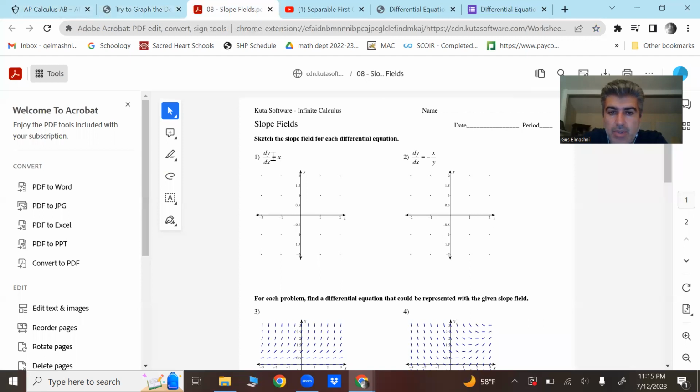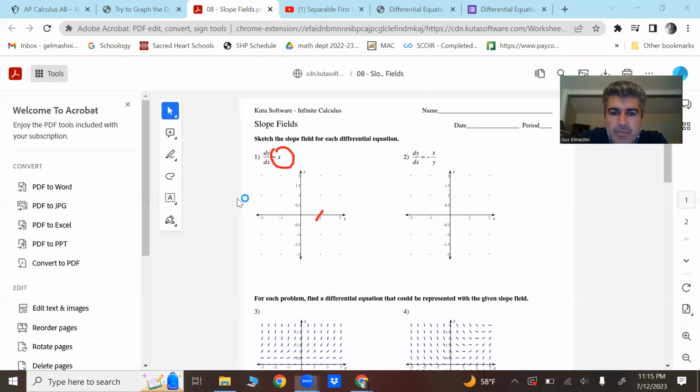Here, you're just asked to graph a slope field. So, for example, your derivative is dy over dx equals x. So when x is 1, the slope is 1. So you're going to draw a slope of 1. Or when x is 2, then the slope is 2. And obviously, there's no y on the other side. So y doesn't have an impact on how you draw the slope fields.